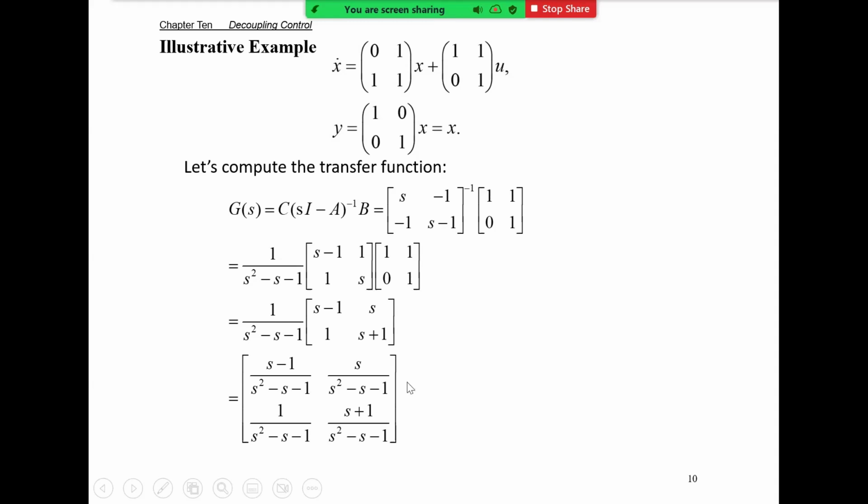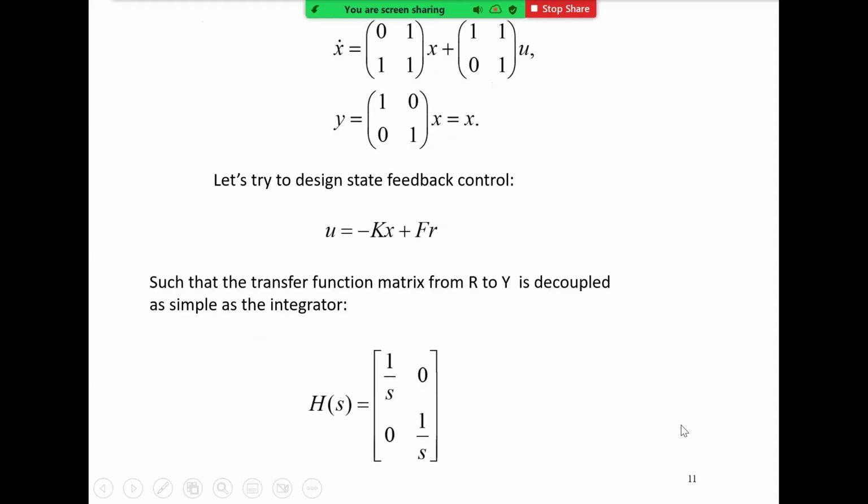Clearly, you can see that because of those cross terms, those non-diagonal terms are not zero, therefore it is a coupled system. This one already gave you the answer. So now, what's the objective?